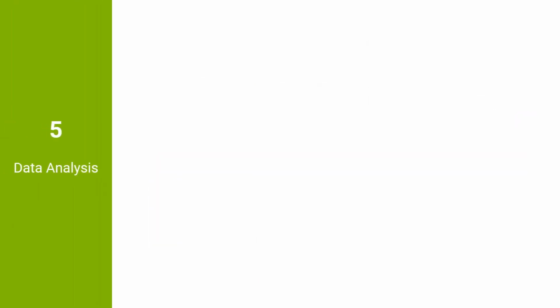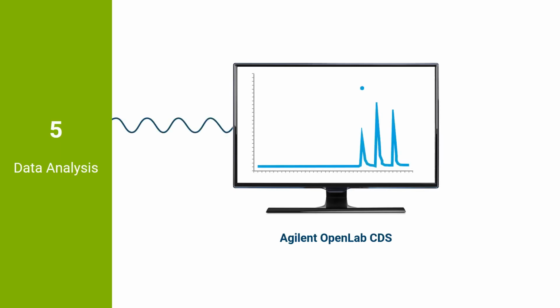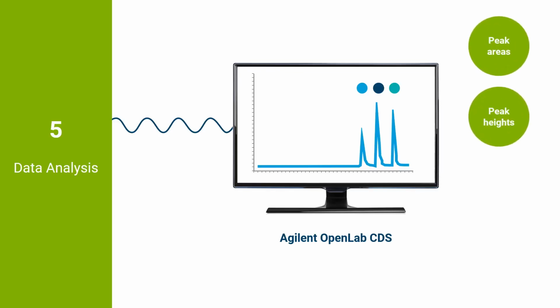In step 5, a chromatography data system, like OpenLab CDS, is used to process the digitized signal from the GC and use various mathematical equations to determine peak areas, peak heights, peak widths, and retention times.